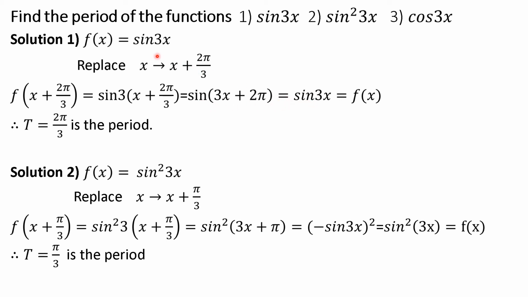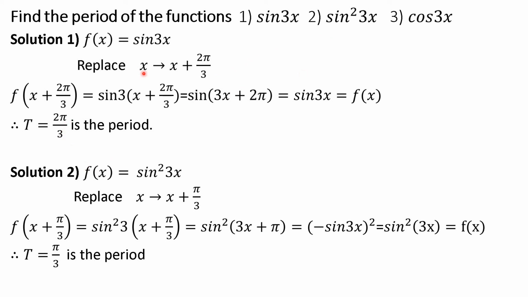Our given function is sin 3x. After substituting x by x plus 2 pi by 3, we get sin 3x again. That means f of x plus 2 pi by 3 is equal to f of x. Therefore, the period of the periodic function is 2 pi by 3.